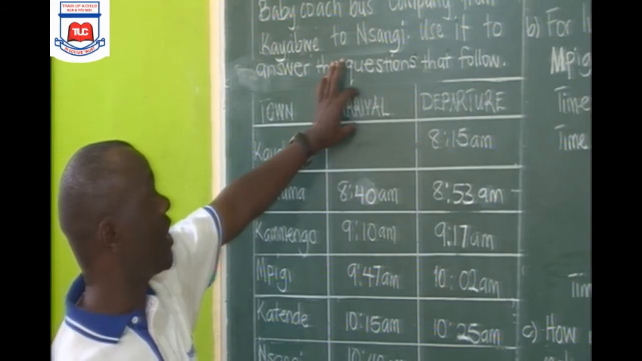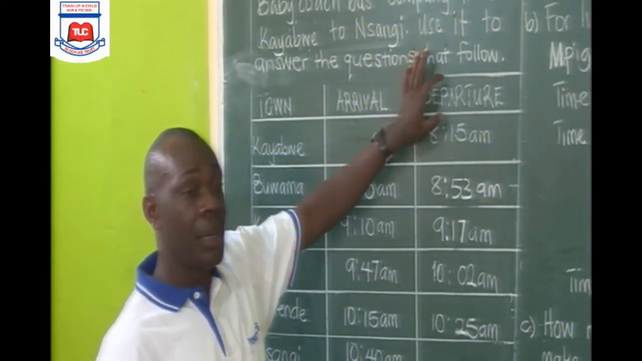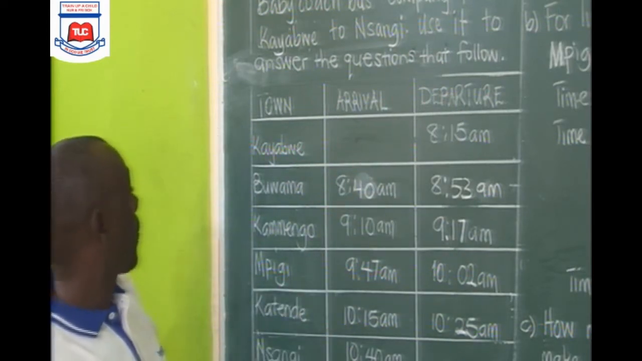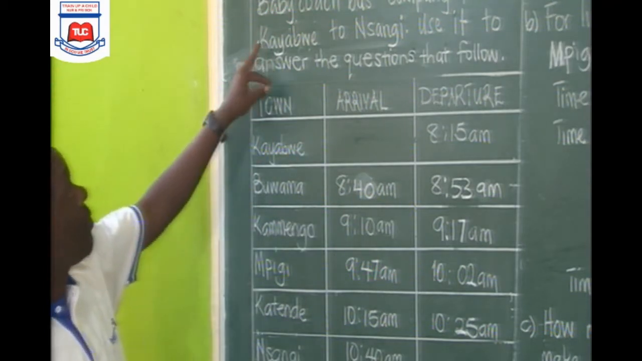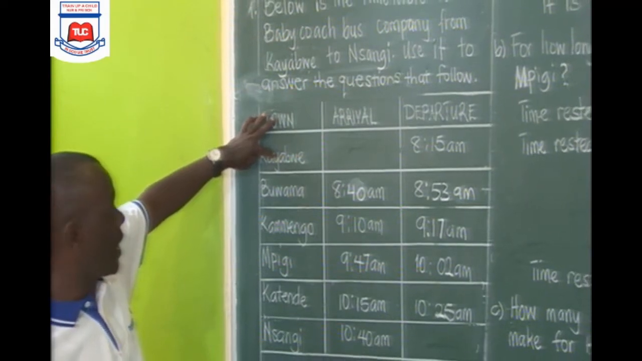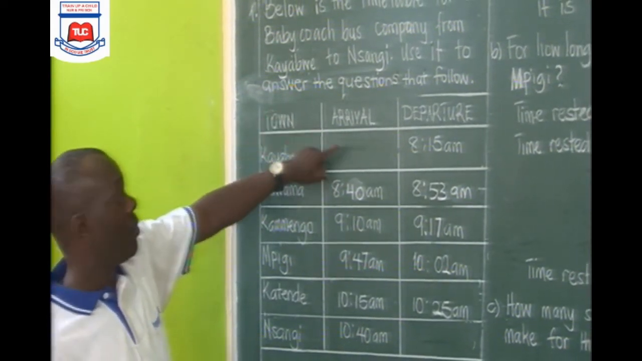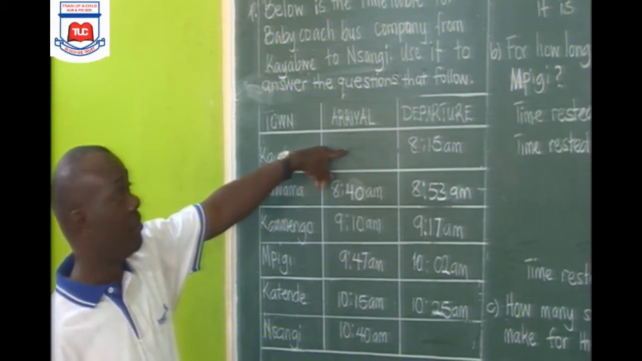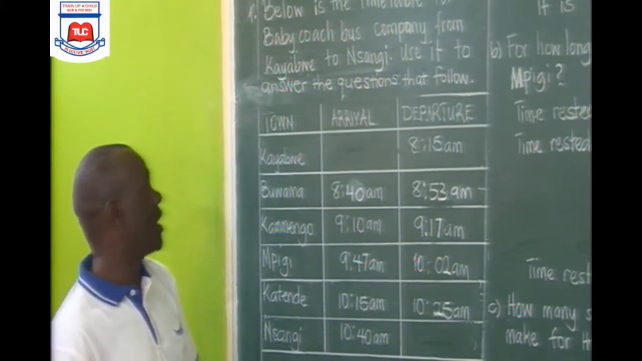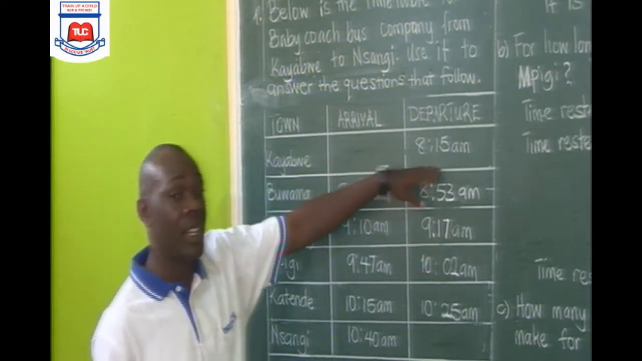So I've got arrival time at a particular place and departure from that very place. As you see, this is a timetable for a baby coach bus company all the way from Kayabwe up to Nsanji. Hence, at Kayabwe, we don't have arrival time because that's where the bus starts from daily. Therefore, it only departs from there.